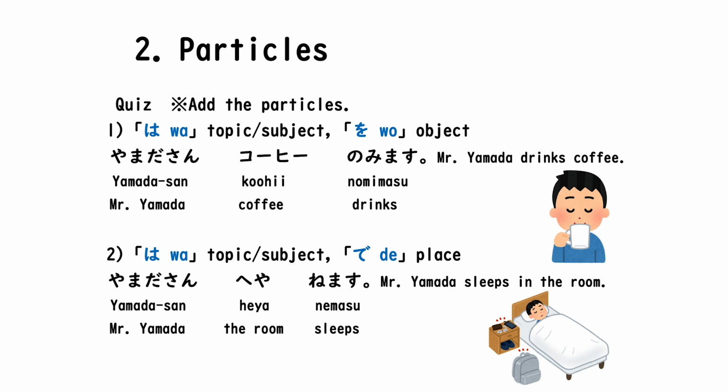Let's take a quiz here. Please place the particles in sentences 1 and 2 in the right place. Sentence 1 is the sentence 山田さんコーヒー飲みます。In English, Mr. Yamada drinks coffee. In this sentence, place the particle は that represents the topic or subject, and the particle を that represents the object. Where should they be placed?